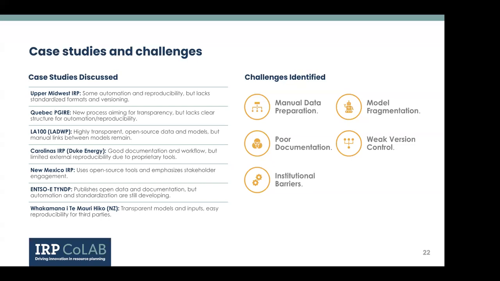What we also see is model fragmentation. There are usually different models used in IRPs, different models used by adjacent utilities, sometimes that are subject to the same regulator. Some places regulators specify that utilities in their region all have to use the same model, but that's not true everywhere. And if, for instance, we look at a process like the LA 100, which is a very transparent process with all the data published, there are so many models involved there that it becomes just very hard to reproduce a process like this.